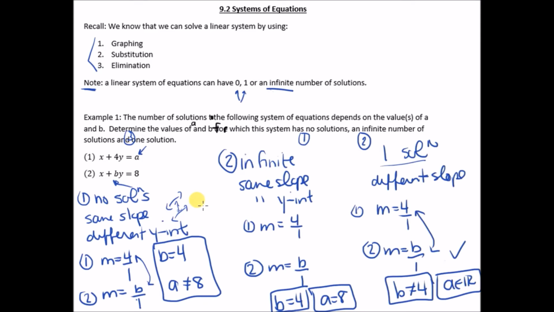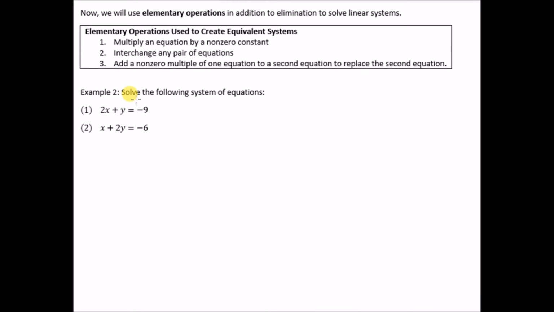Now let's really get into the vector portion. What we're going to focus on is elementary operations, and this is very similar to elimination, when we added and subtracted equations in order to solve linear systems. So elementary operations are used to create equivalent systems. Here are a couple of rules. We can multiply an equation by a non-zero constant, and we've seen that before when we did elimination. We can interchange any pair of equations.